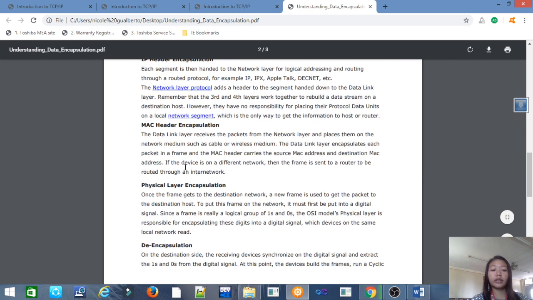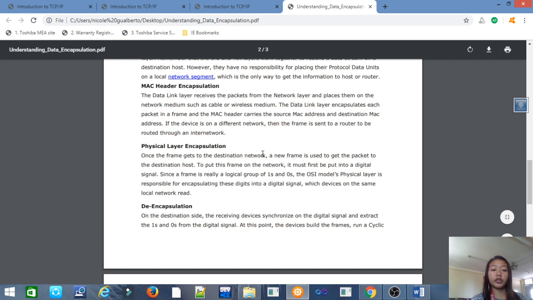For MAC header encapsulation, the data link layer receives the packets from the network layer and places them on the network medium such as a cable or wireless medium. The data link layer encapsulates each packet in a frame, and the MAC header carries the source MAC address and destination MAC address. If the device is on a different network, then the frame is sent to a router to be routed through an internetwork.